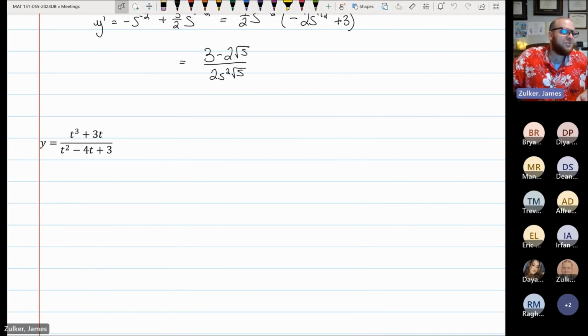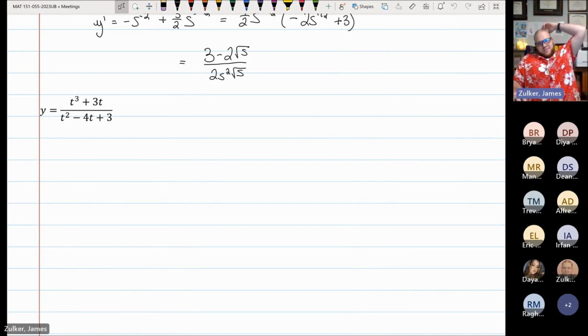Right, we look here at this problem. Yeah, that's what I want. And I go, oh, bummer. I'm going to have to use quotient rule here. Again, technically, I don't have to. I just don't have chain rule yet.